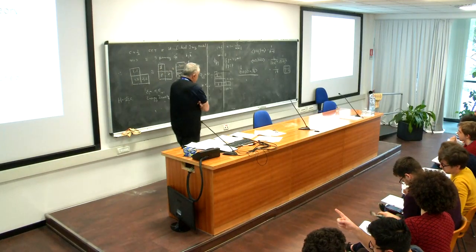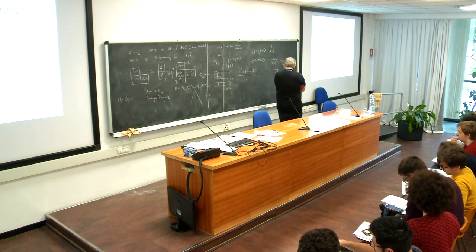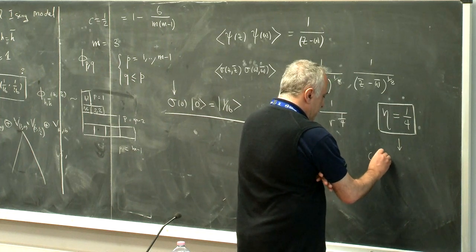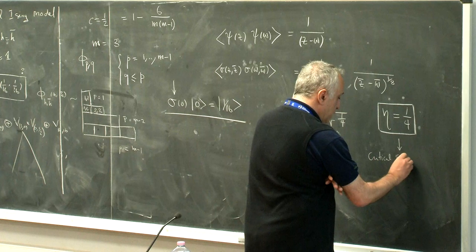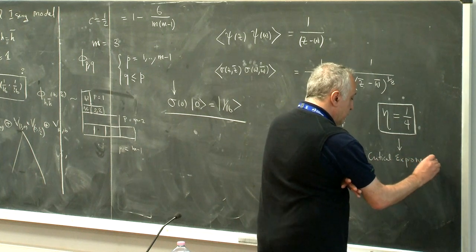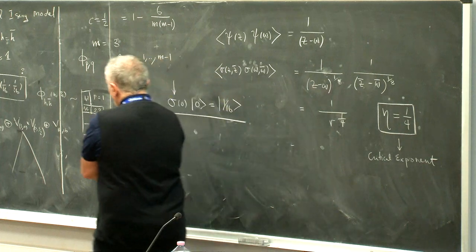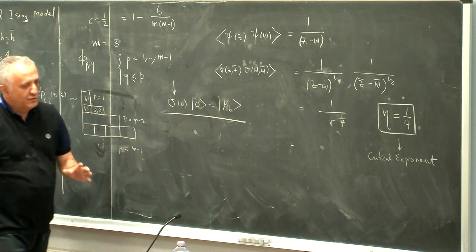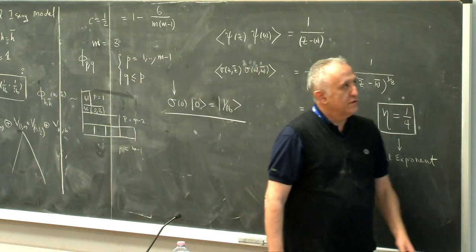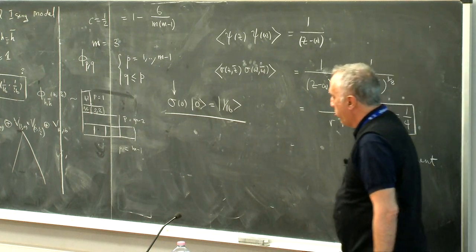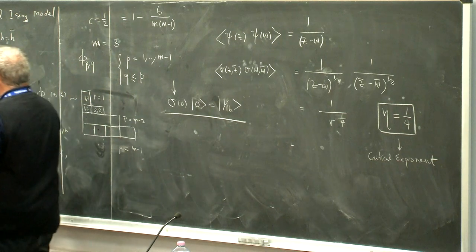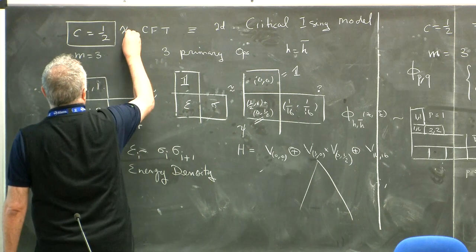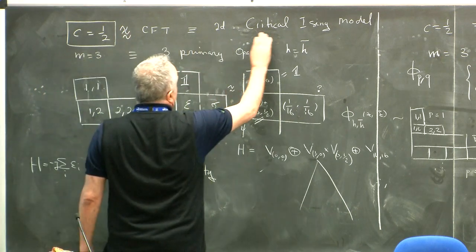And the final result is important: I have used CFT to obtain the critical exponent. And in fact, using this diagram, I can calculate all critical exponents of the Ising model. So this c equals 1/2 theory is in fact exactly the same as the 2D critical Ising model.